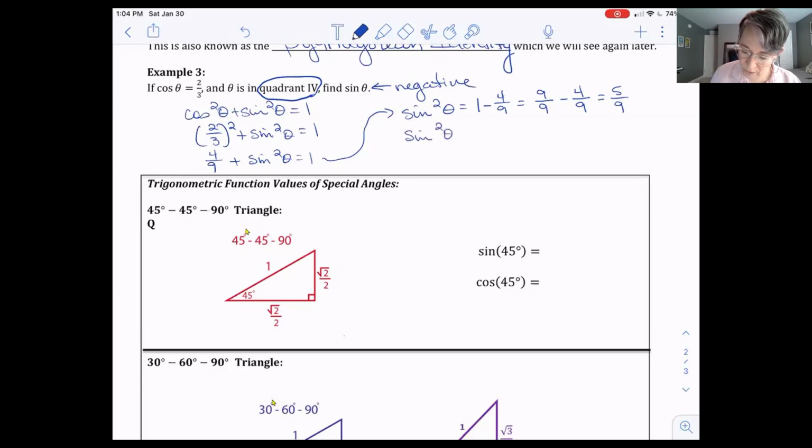So sine squared theta equals 5/9, and now we need to take the square root of both sides. So taking the square root of a square, we just get sine theta. And on the right-hand side, we get the square root of 5, but the square root of 9 is 3. But remember, when we take the square root, we have both a positive and a negative. So we have to recall our theta is in quadrant 4, which tells us our sine value is going to be negative. So we make that a negative square root of 5 over 3.